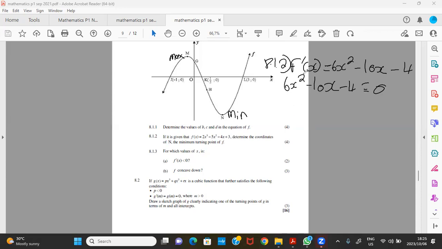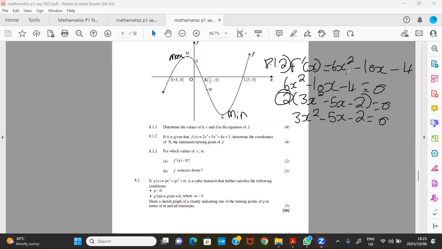So before we rush into doing our brackets, we have a common factor of 2. So we'll just take out that common factor. We'll have 3x squared minus 5x minus 2 equals 0. So this 2 will just fall out. Then we have 3x squared minus 5x minus 2 equals 0.